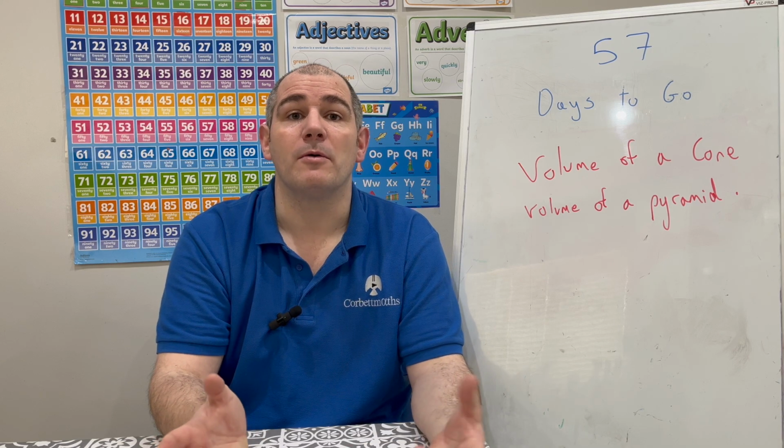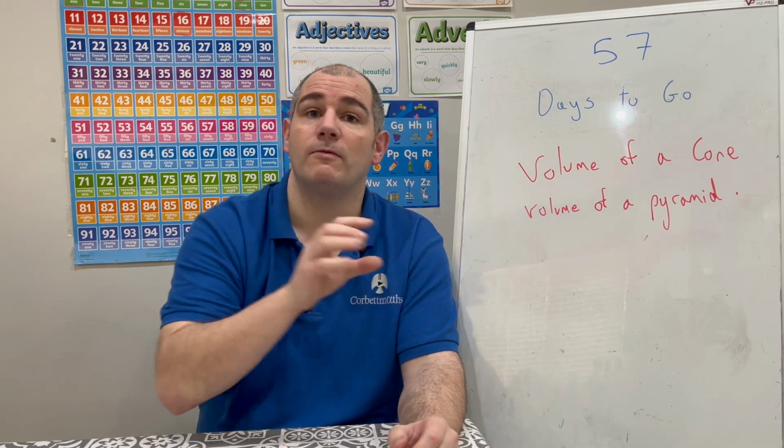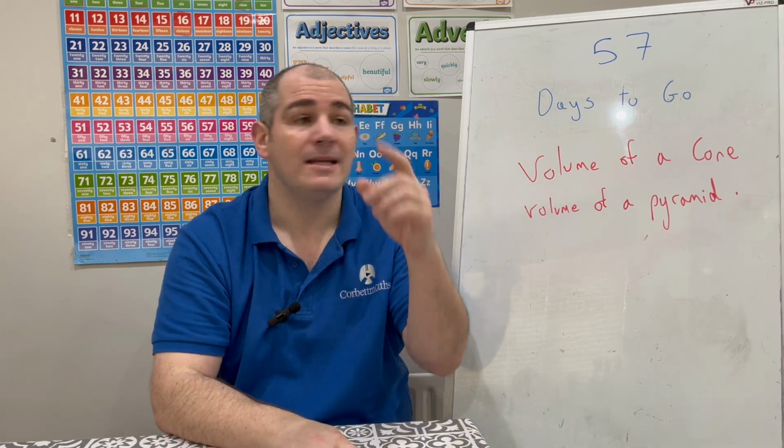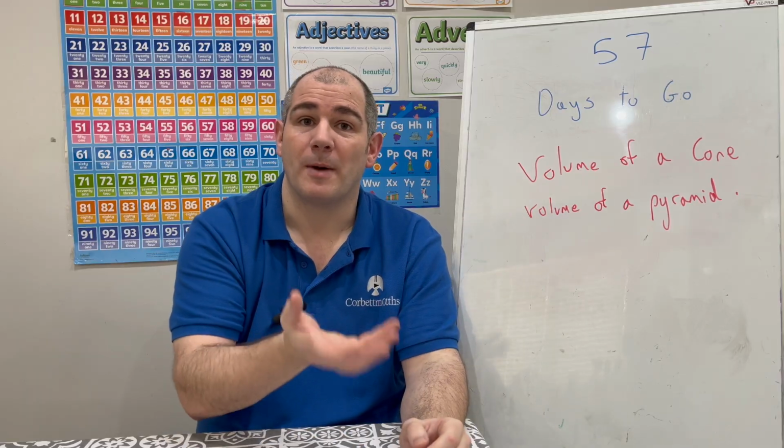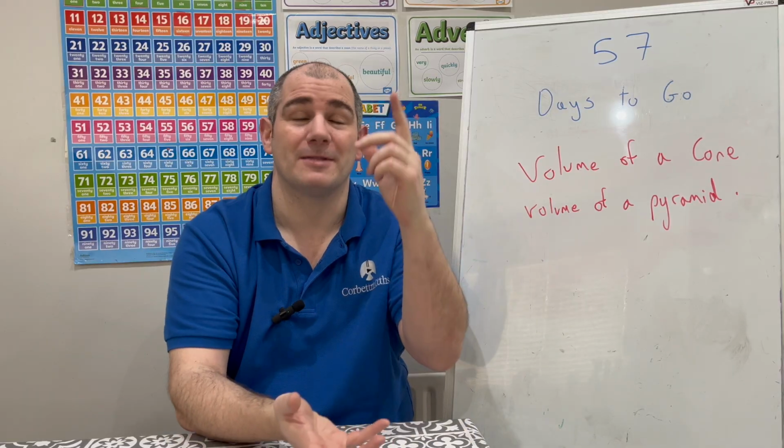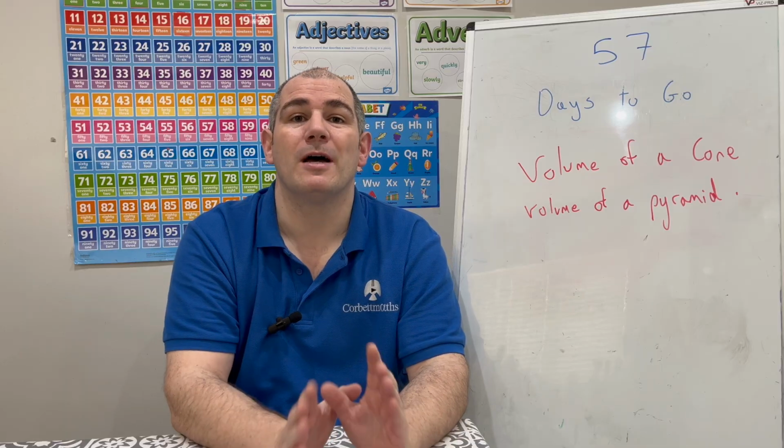And that's it. So in this video we've gone through how to find the volume of a pyramid, so a third the area of the base times the height, and also the volume of a cone, a third of the pi r squared times the height, the area of the base times the height. So in this video we've gone through the volume of a cone and the volume of a pyramid.